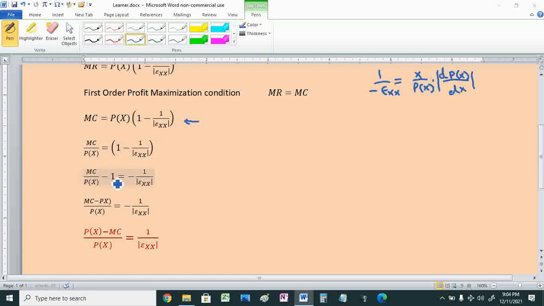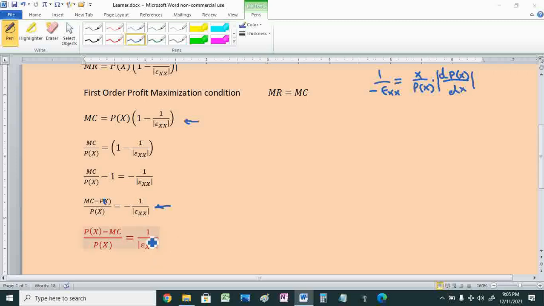I take 1 to the left hand side, and then I follow these steps to finally write this equation. Then I multiply both sides by minus, so this marginal cost is minus now, and this p of x in fact is plus. And so I have p of x minus marginal cost of x divided by price of x equals 1 over the absolute value of own price elasticity of demand. This is often known as the inverse elasticity rule as well.